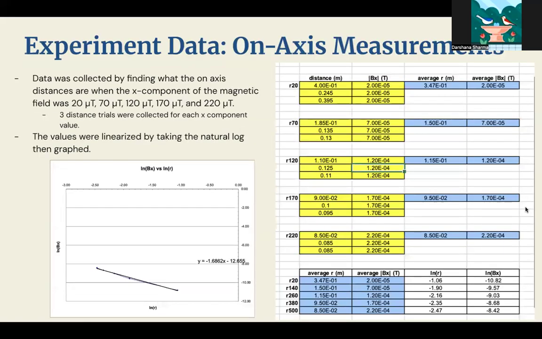So for my on-axis measurement, data was collected by finding what the on-axis distances were when the x component of the magnetic field was 20, 70, 120, 170, and 220 microteslas. Three trials were collected, and these values were linearized by taking the natural log, then graphed. And this equation for the line is very important later on.